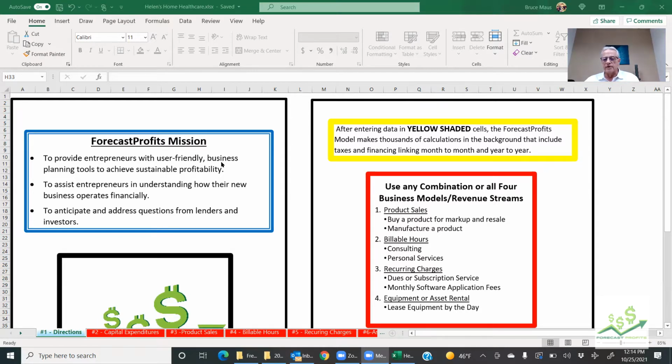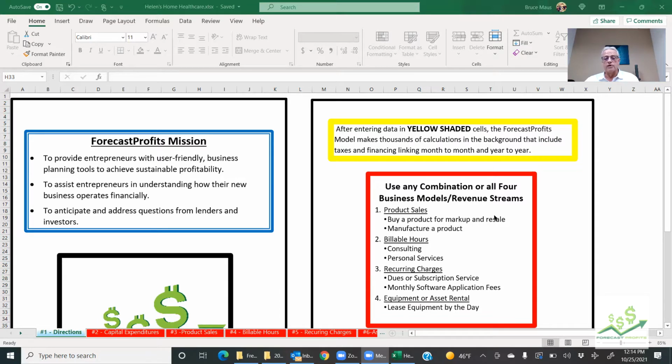If you want to frustrate me, give me a complicated instruction manual where I have to go back and forth between the manual and the actual template to figure out how to complete it. We've eliminated that. The only thing you need to remember are 3 simple rules. Number 1, you enter data in yellow shaded cells on red tab sheets.